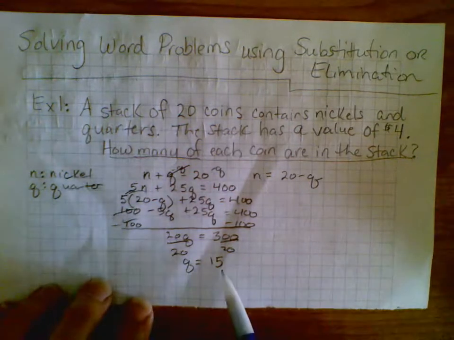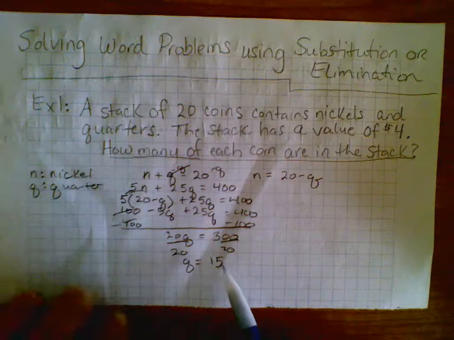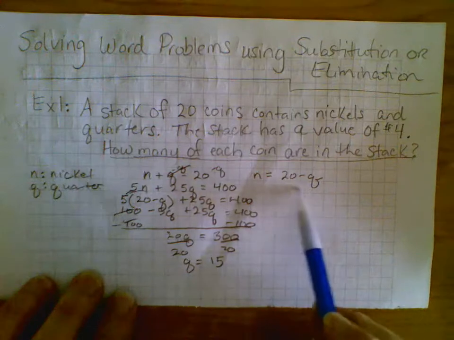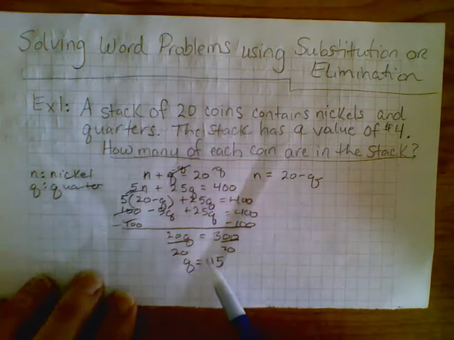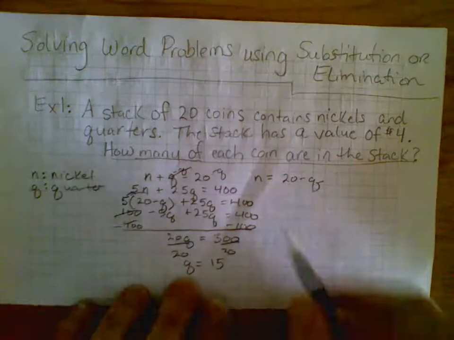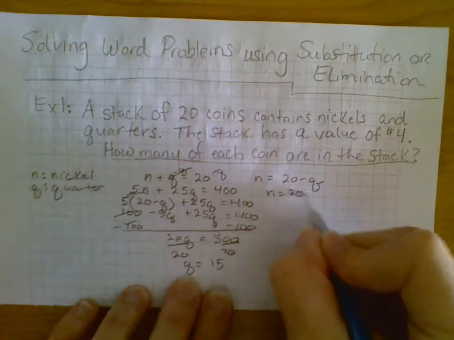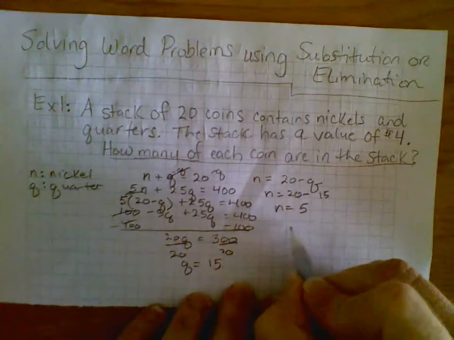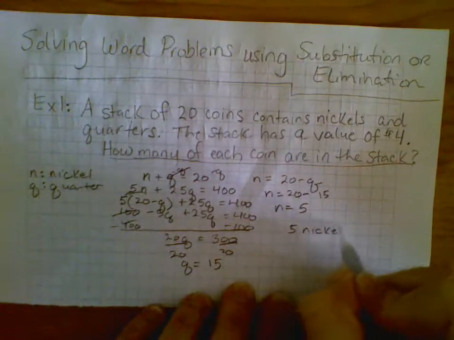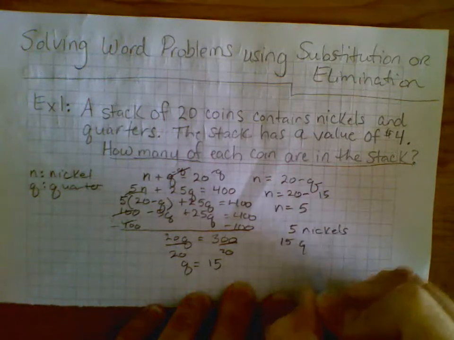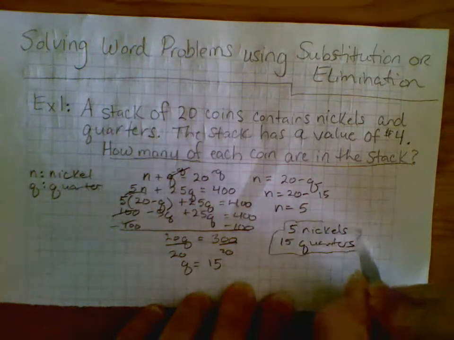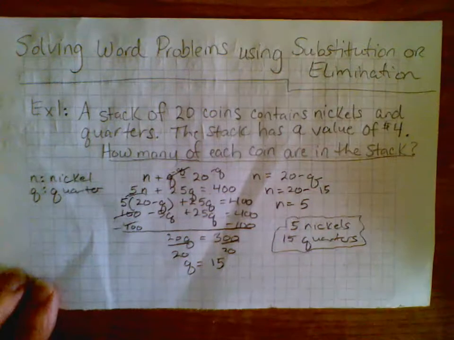Now I'm going to take the 15, because I have to figure out how many nickels. I'm going to do another substitution up here where I isolated n. I'm going to replace the q with a 15, and that'll give me my nickels. So I've got 5 nickels and 15 quarters. That's my interpretation of this solution.